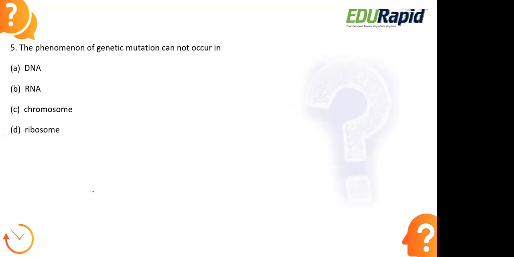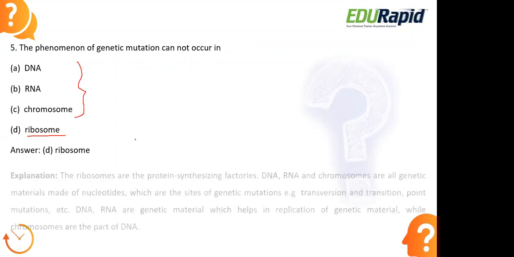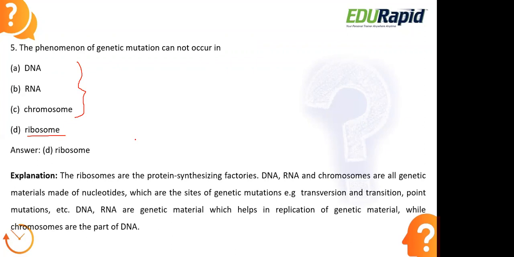Okay, let us look at the right answer. The right answer is option D, ribosomes. Ribosome is a site where genetic mutation does not occur. But the rest of the options, DNA, RNA, chromosome, are the sites where genetic mutation can occur. Basically it happens in DNA and RNA, whereas the chromosome is a part of our DNA. Chromosome is a part of DNA. We can consider this where the genetic mutation occurs.